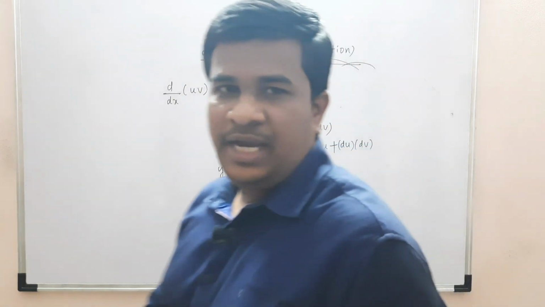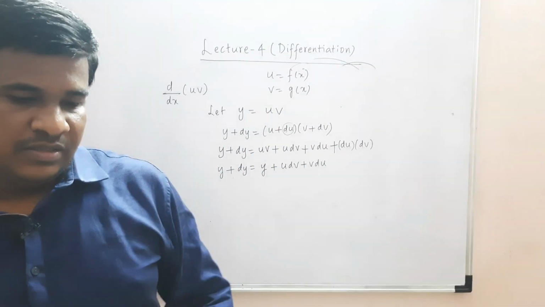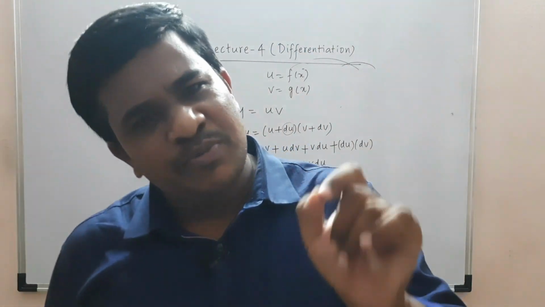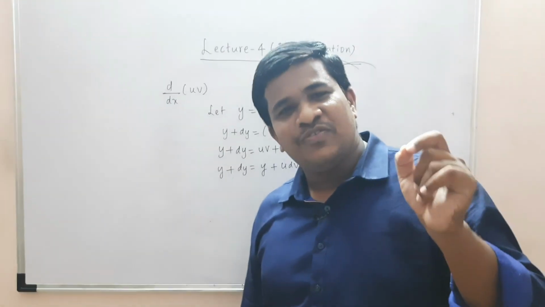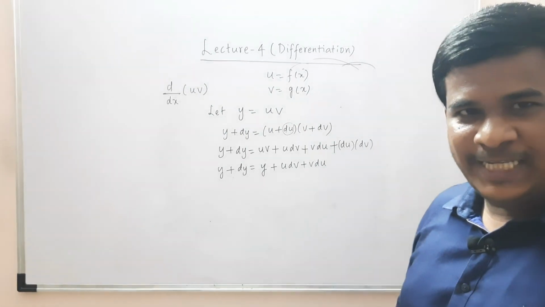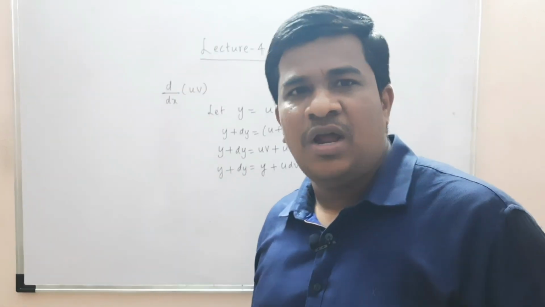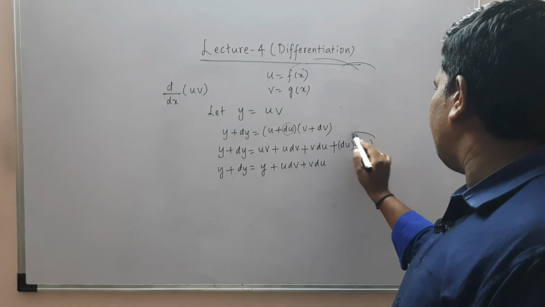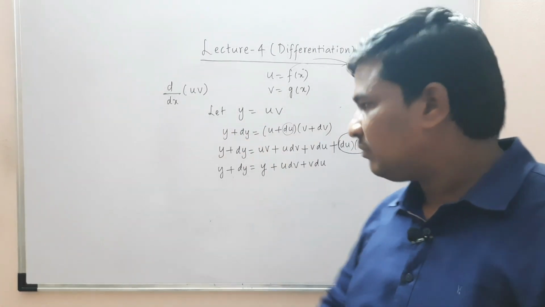Sir, why didn't you write this product du dv here? I keep telling you that du and dv are very small quantities. We are dealing with very small quantities. When we deal with very small quantities, the product of those two small quantities is very much small, so it can be neglected. So that is the reason. The product of these two small quantities is neglected, so I am not writing it here, right?